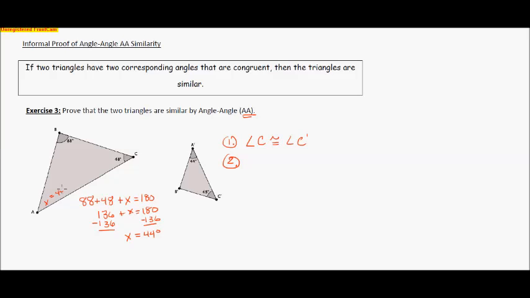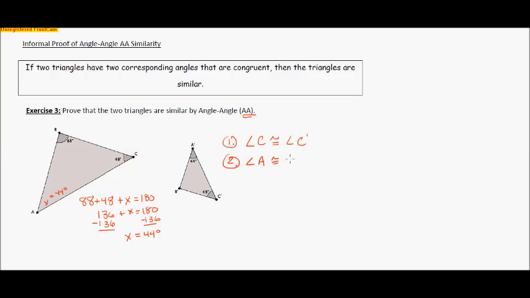Now if you didn't follow what I'm doing with the equation here, we're going to work more with equations throughout this whole year. Basically what I did is I added these two together, 88 and 48, and subtracted it from 180. That gave me the 44. So now let's see what I have. Angle A is 44, and angle A prime is also 44. So hey, there's my second angle.